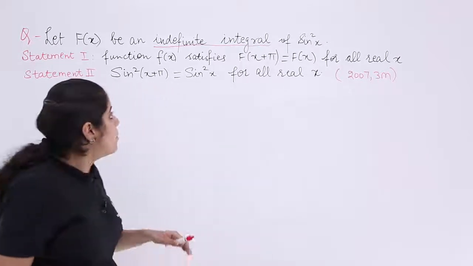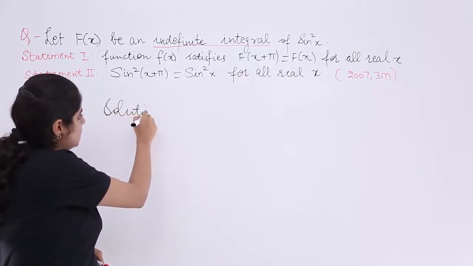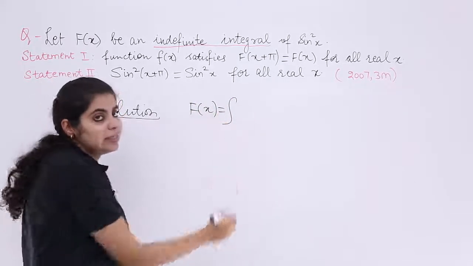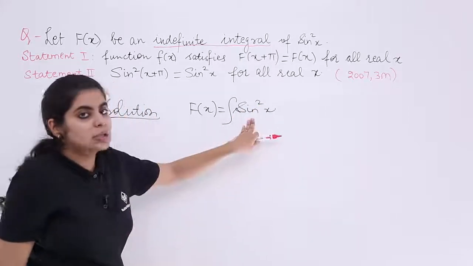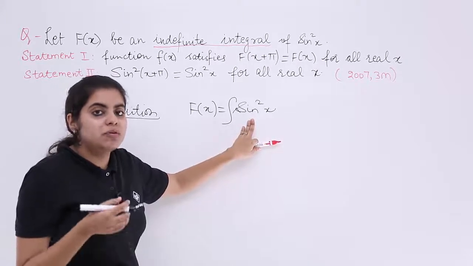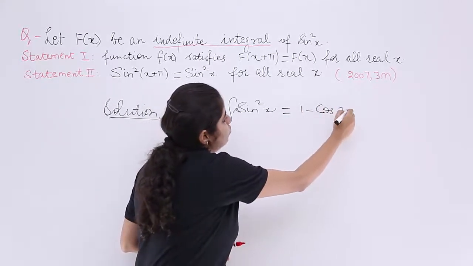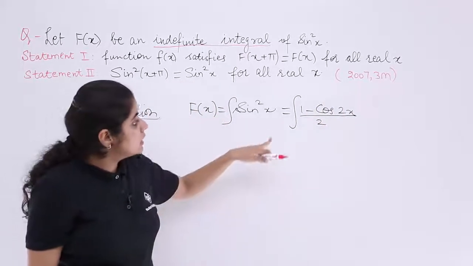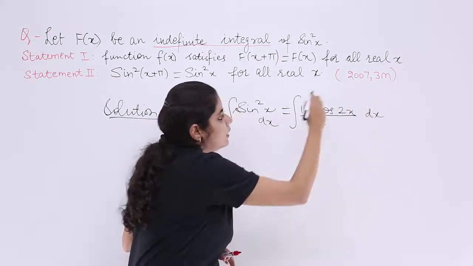So the solution goes something like this. My F(x) is given to me as the indefinite integral of sine square x, right? Now sine square x is nothing but what? It can be computed by the formula for cos 2 theta. So it becomes (1 minus cos 2x) by 2. Everybody knows the formula of sine square x. Now since this is related to x, we can write dx here.